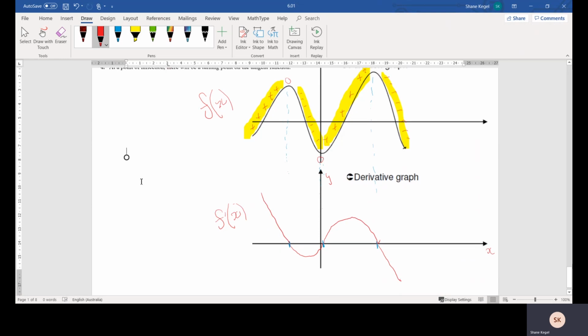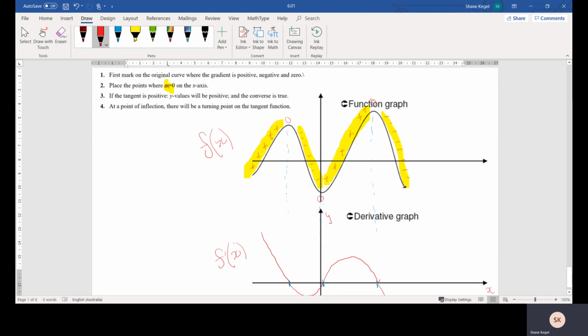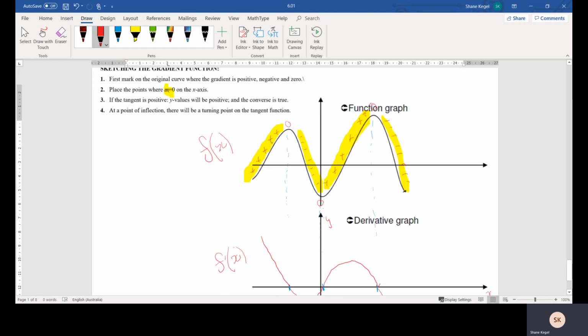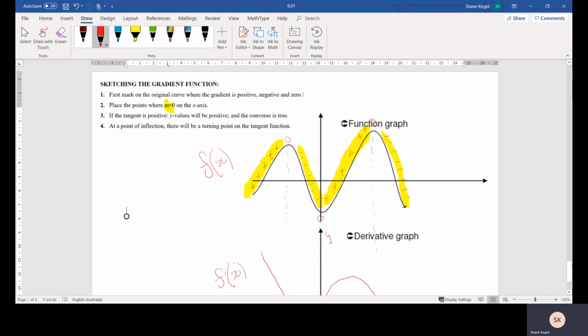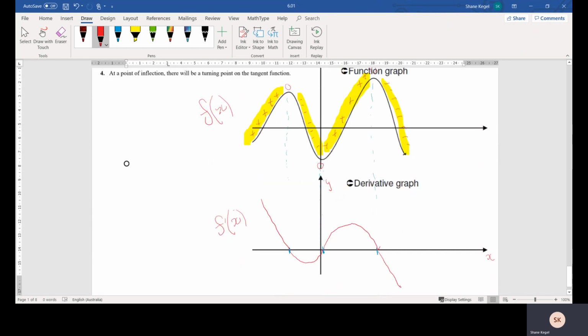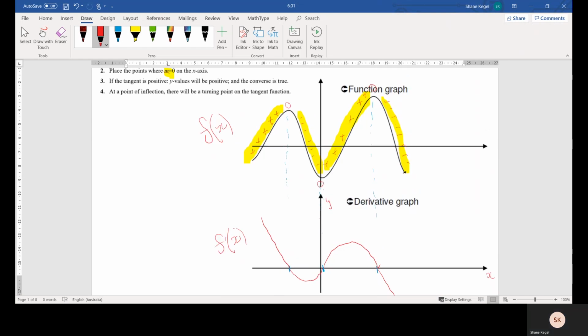Okay, so the most important parts are to follow these 4 steps. First, mark on your graph where positives and negatives are. You then mark your zeros onto your derivative graph, and then you look at what the graph is doing between each of those zeros, so you know whether your line must be above or below 0.